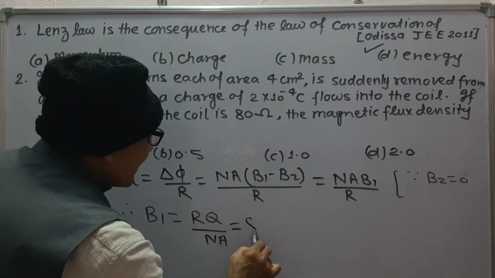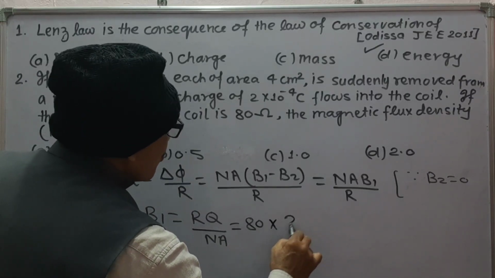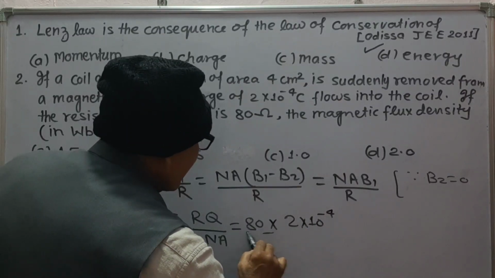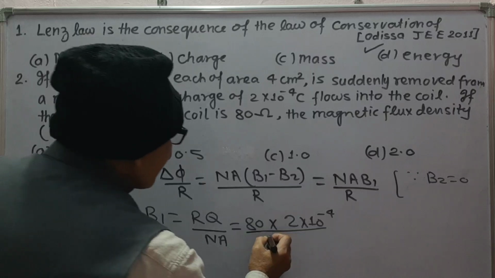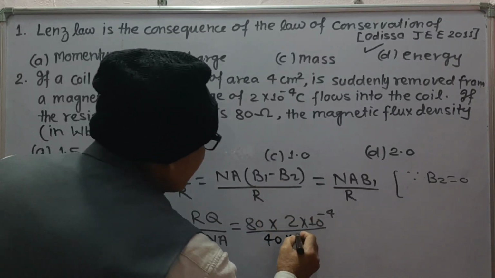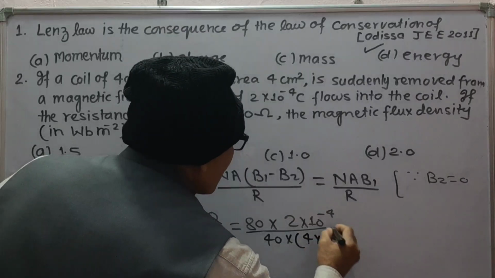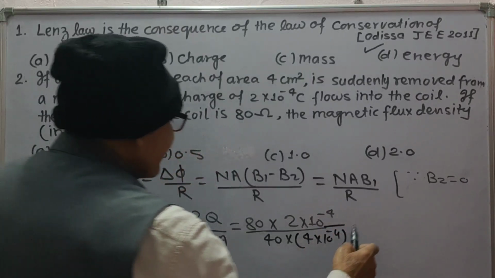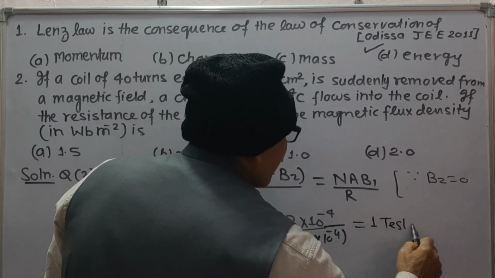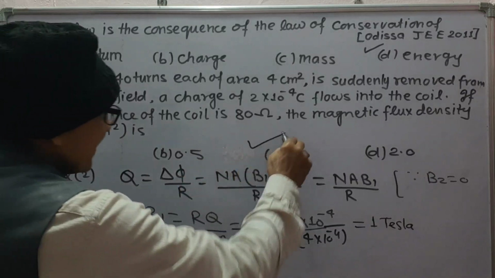R is 80 ohm, Q is 2 into 10 to minus 4, N is number of turns 40, and A is area of each turn 4 into 10 to minus 4. So, it is 1 Tesla or 1 Weber per meter square. So, the correct option will be C.